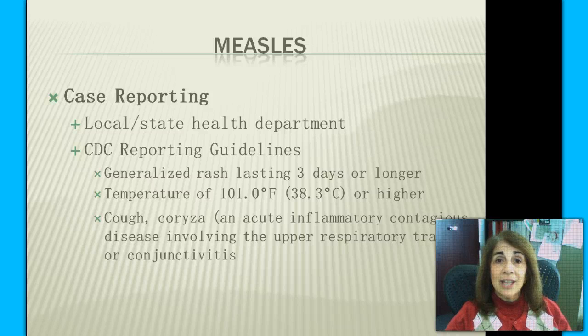It is a highly infectious disease and a highly contagious disease, and it needs to be reported either to the local or the state health department. The CDC has issued guidelines for reporting measles cases or suspected measles cases, and you'll note that it's pretty general. And so you catch a wide number of people in your net. The CDC recommends a general rash lasting 3 days or longer should be reported for possible measles exposure. Running a temperature of greater than or equal to 101 degrees Fahrenheit. If they have a cough, if they have conjunctivitis or coryza, which is an acute inflammatory contagious disease involving the upper respiratory tract. So as you can see, it's very general information. But if a person has these three symptoms, it should be reported. And then you should go into testing and evaluation.